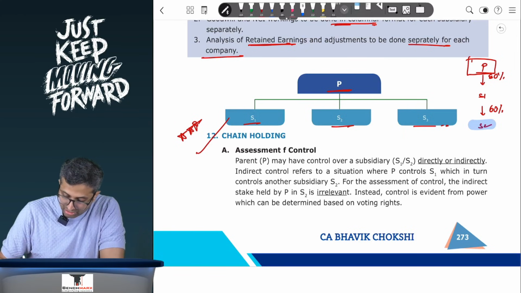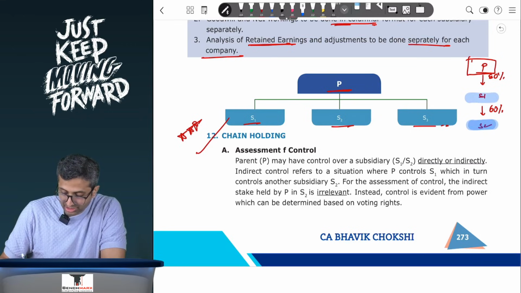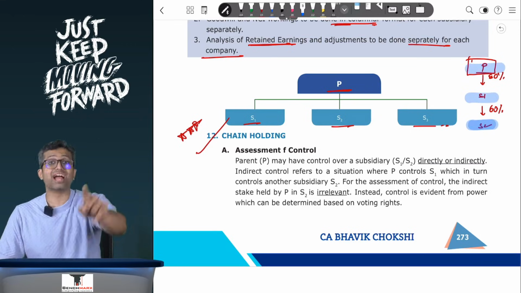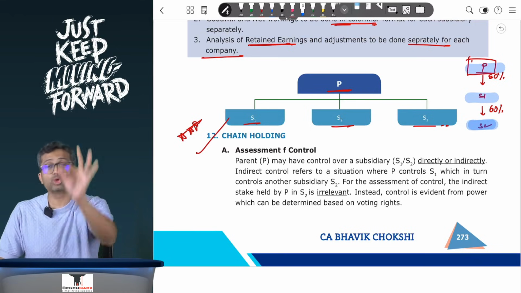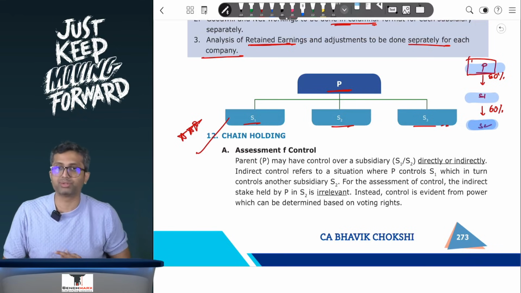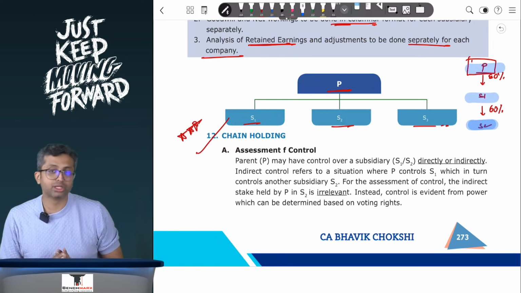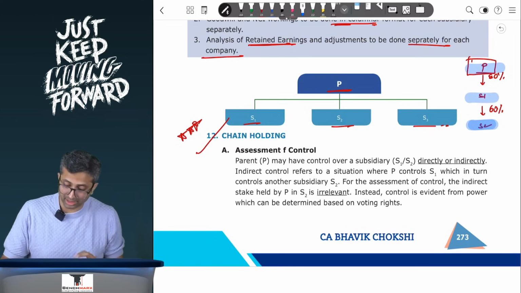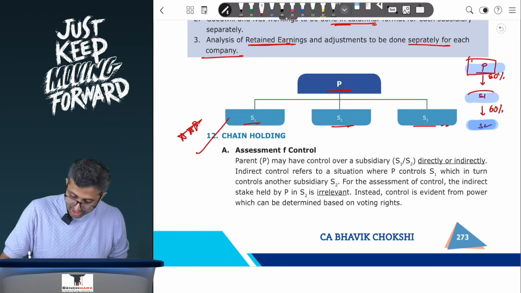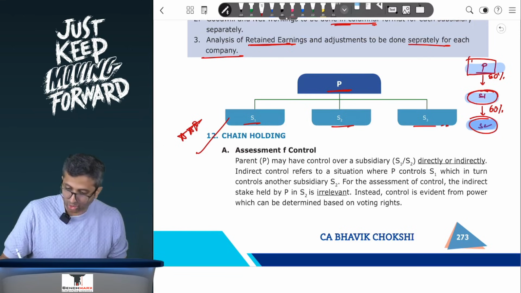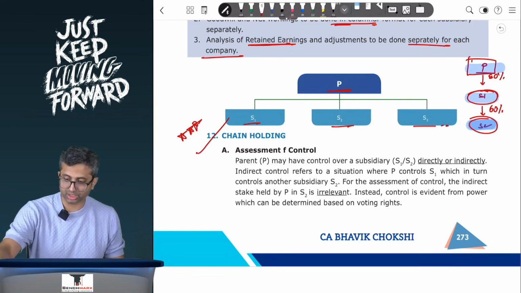Now, if there is a general meeting of S2 which is called, S1 gets a right to vote for 60%. And how will S1 vote? P can direct S1 to vote for the entire 60% in a manner that P decides, and hence even over here we can say that P has control, and thereby P will consolidate S1. P will also consolidate S2. So both of these will be consolidated along with P.